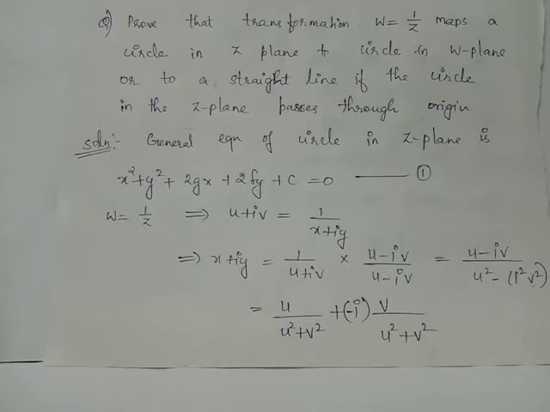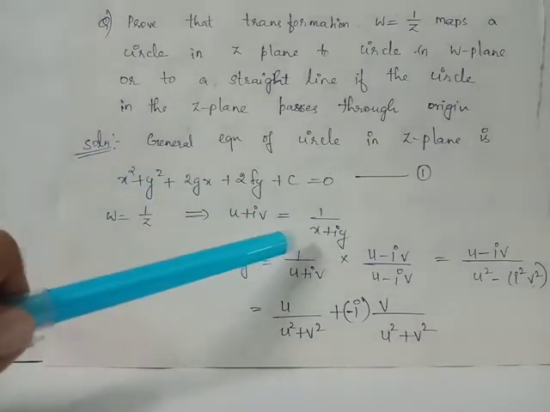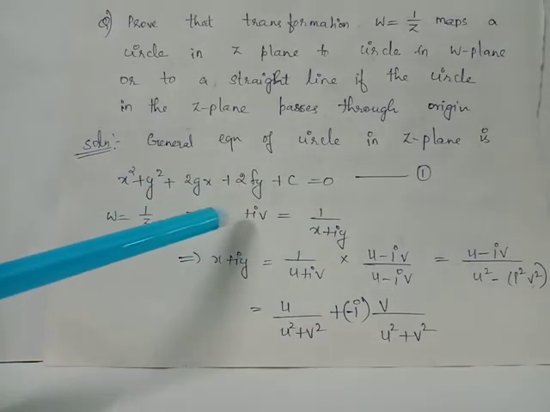We have the general equation of a circle in the Z plane given by x square plus y square plus 2gx plus 2fy plus c equals 0. When we consider the transformation W equals 1 by Z, where W equals u plus iv and z equals x plus iy, we have the equation u plus iv equals 1 by x plus iy, which can also be written as x plus iy equals 1 by u plus iv.